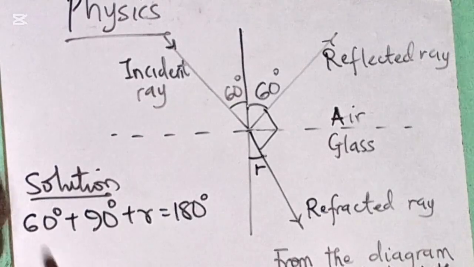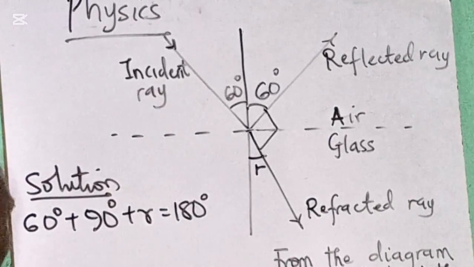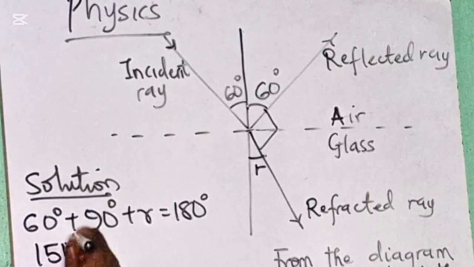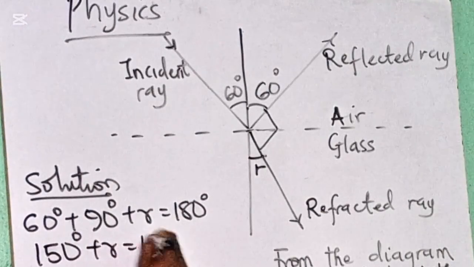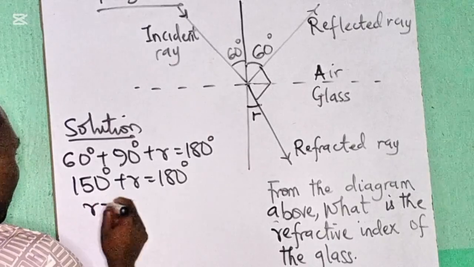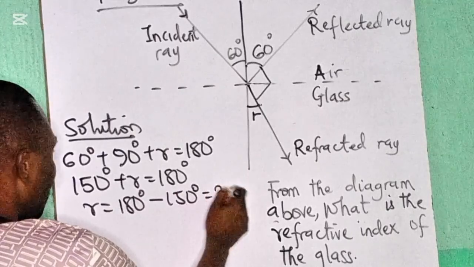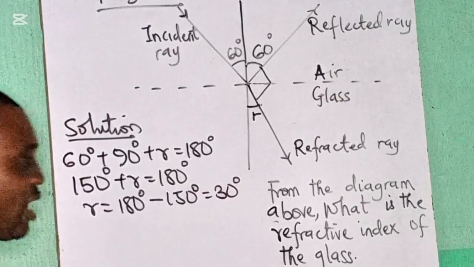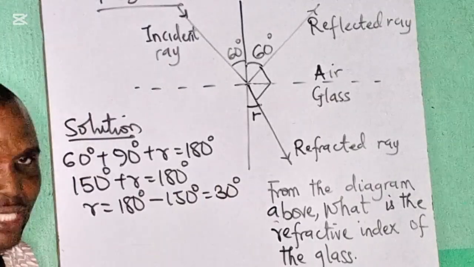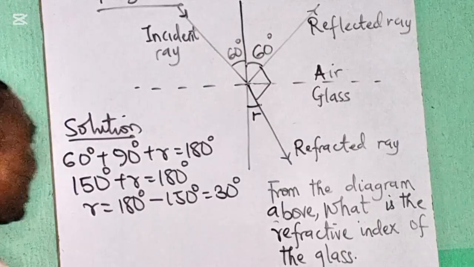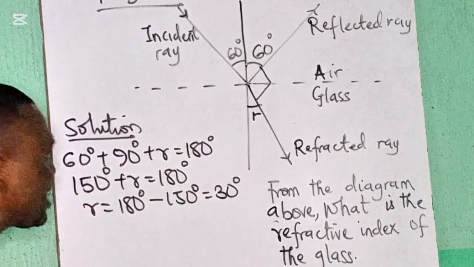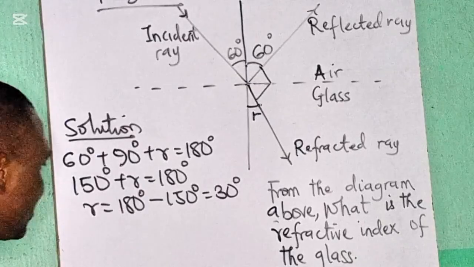So 60 plus 90 gives us 150 degrees. So 150 degrees plus R equals 180 degrees. So R equals 180 degrees minus 150 degrees, and that gives us 30 degrees. So our angle of refraction is 30 degrees, and our angle of incidence is 60 degrees.